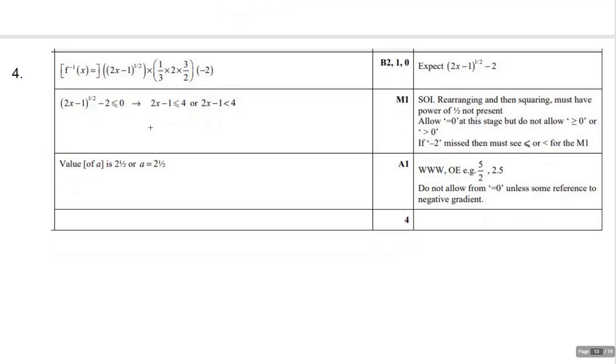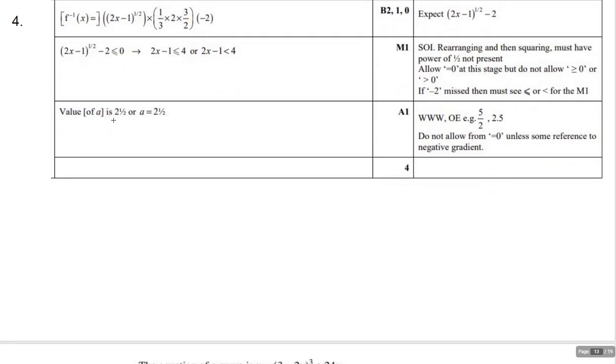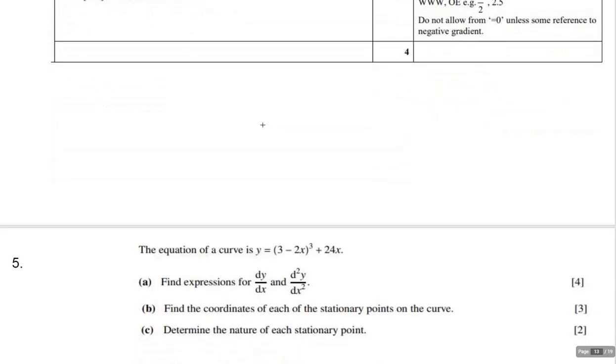All right, and then you get the value of a being 2.5. And you can notice that they're okay with any of these forms, anything. You need to see working. You can't just have a number. You can't just guess. All right, good. Hopefully that makes sense.